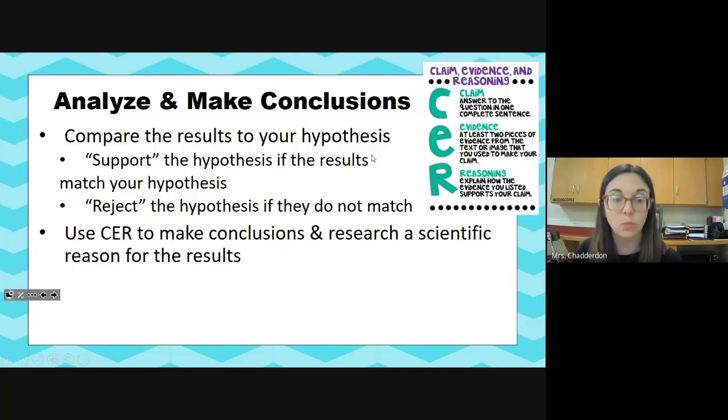At the very end, we will probably do a CER to make a conclusion and research a scientific explanation or a scientific reason for the results.